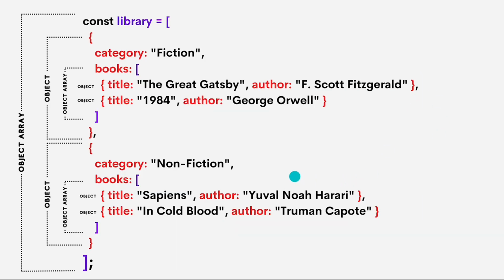Let's begin with the smallest part. Each book has a title and an author, making it an object because it has two details. These books are grouped together in a list, which we call an array. Because this list contains objects, we call it an object array. Each list of books also has a category, making the whole thing an object again. And at the highest level, we have a big list that holds all these objects, so it's also an object array. Now let's see how we can easily work with this setup in Draftbit.